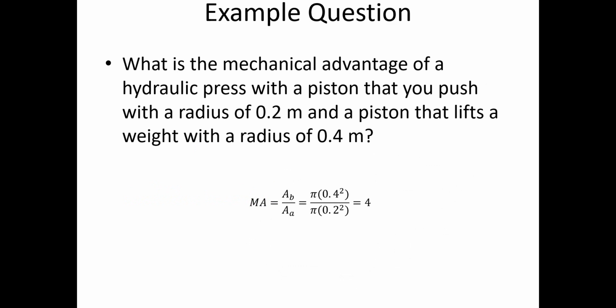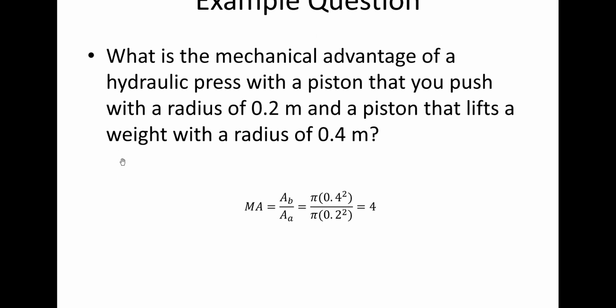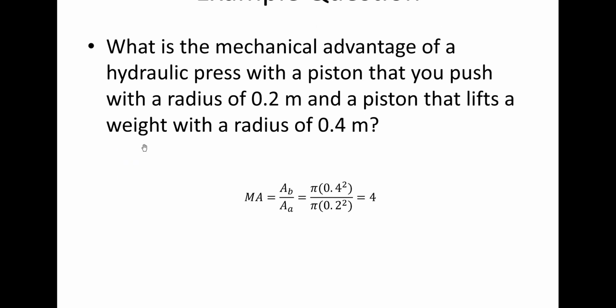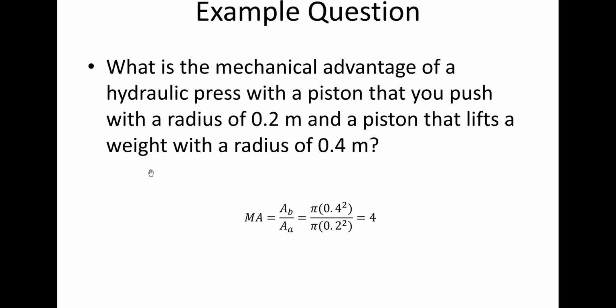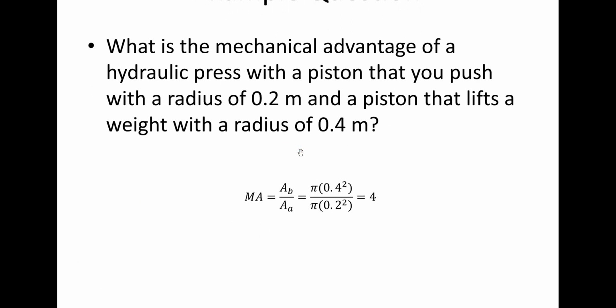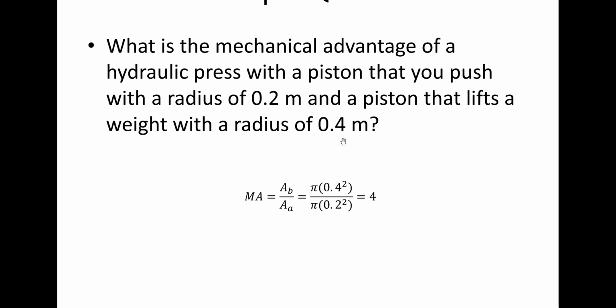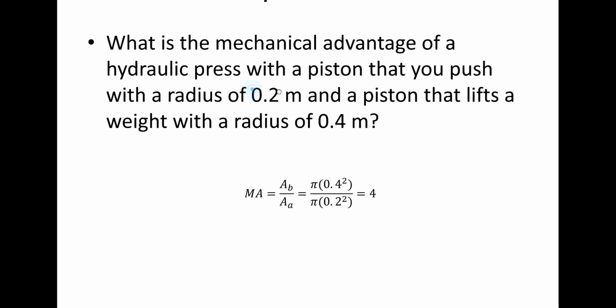What's the mechanical advantage of a hydraulic press that pushes with a radius of 0.2 and lifts with a radius of 0.4? So let's look at this case. You have 0.2 on one side, and 0.4 on the other side. Now, this is the radius.